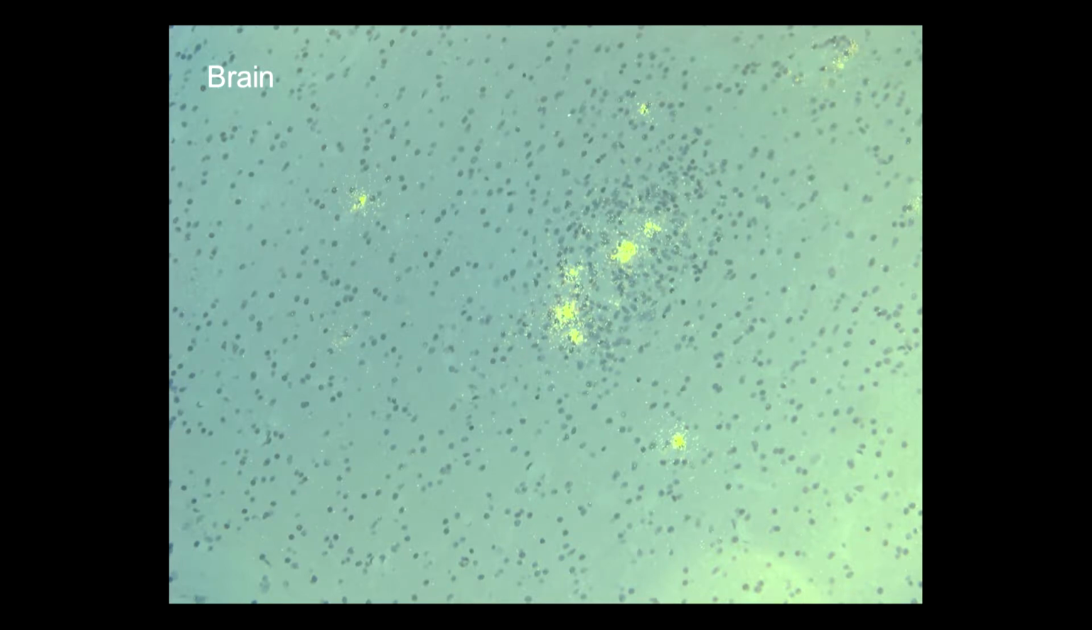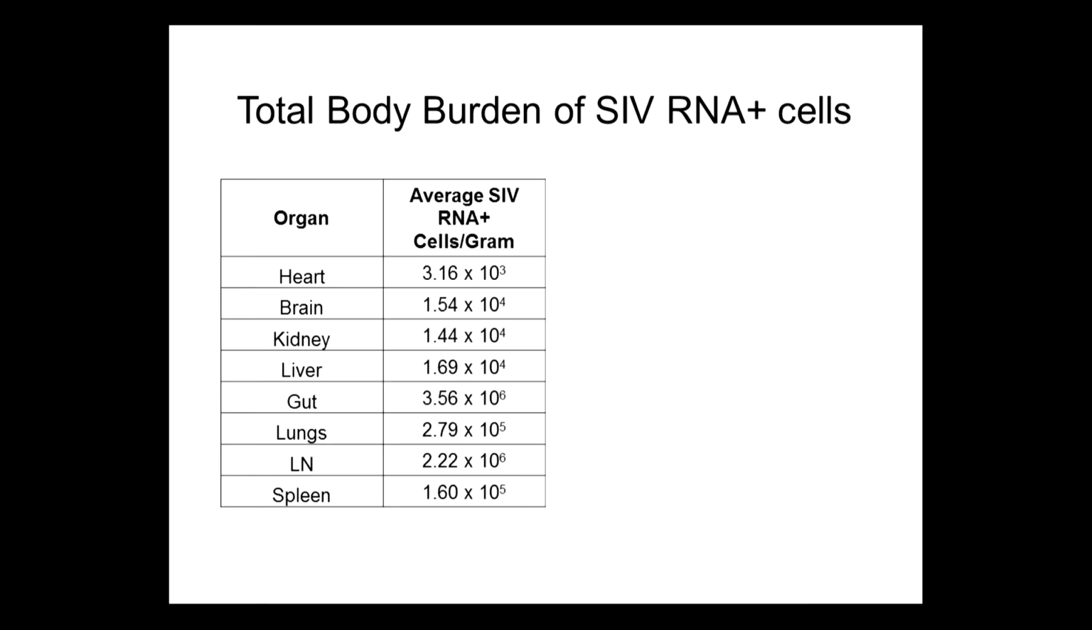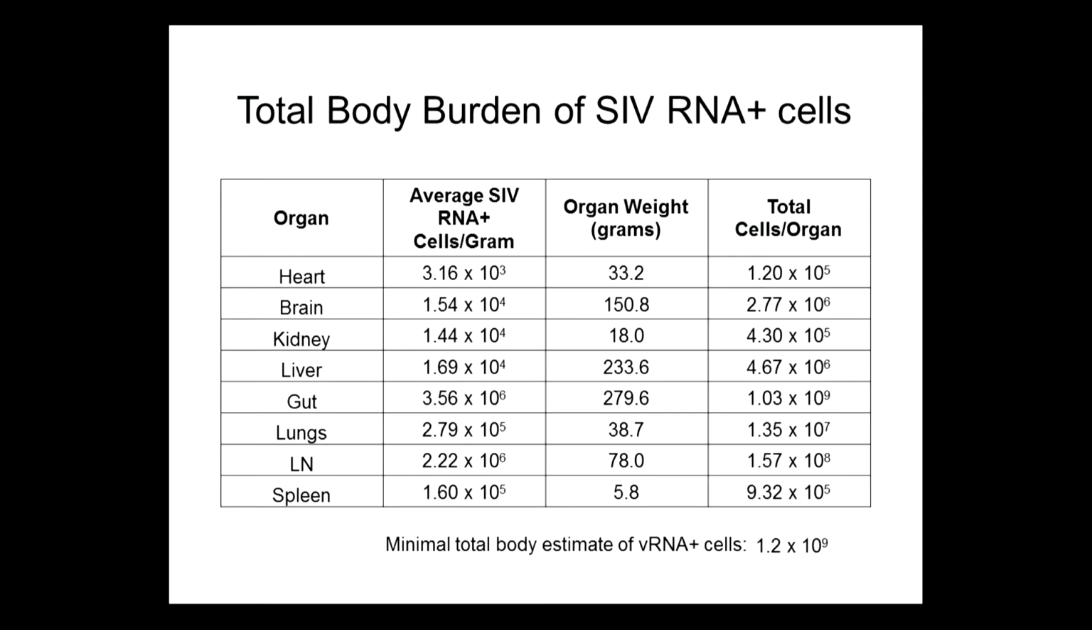So if you go through, these are the tissues that we looked at, heart, brain, et cetera, down to spleen. And we can count the number of cells per gram of tissue. And I could show you how we get to that, but it is per gram of tissue. We also know the organ weight, so how many grams on average that organ should be. And then we can tell you the total number of cells per organ. So now we can give you some estimate of how big the reservoir of infected cells is within each organ system.